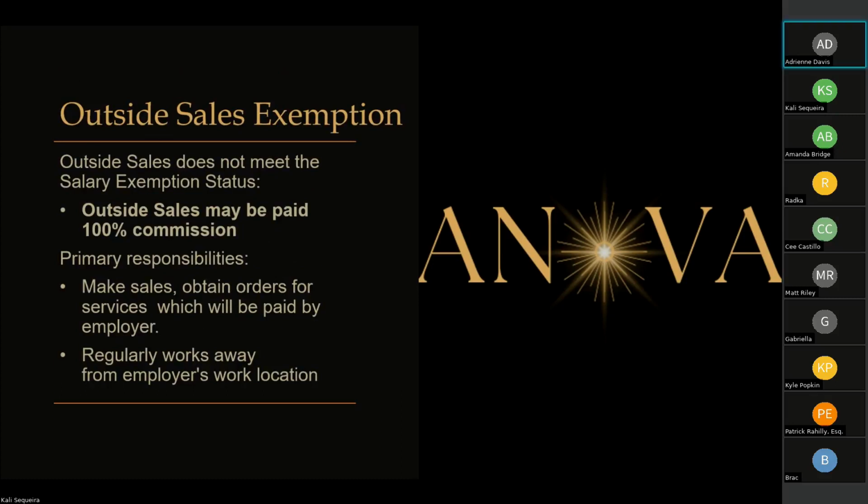Outside sales exemption. Outside sales team members do not have to meet the salary basis requirement. These individuals can actually make 100% commission. To qualify for the outside sales exemption, the employee's primary duty is making sales, obtaining orders or contracts for services, or for the use of facilities for which consideration will be paid by the customer or the client. The outside sales rep is usually and regularly working outside of the location of the business.